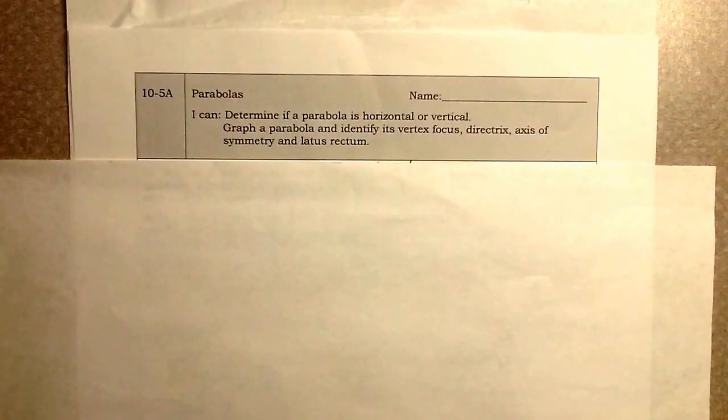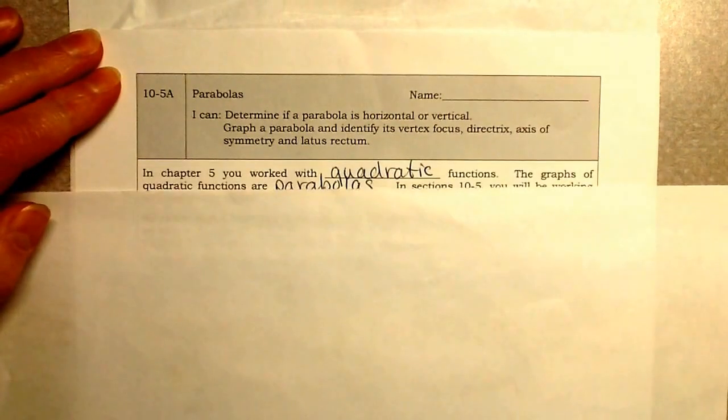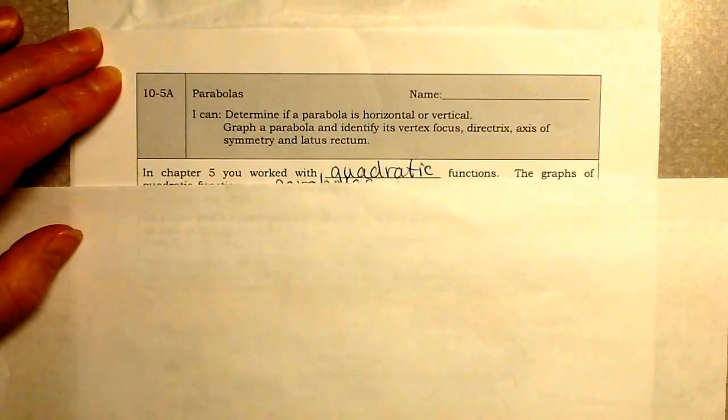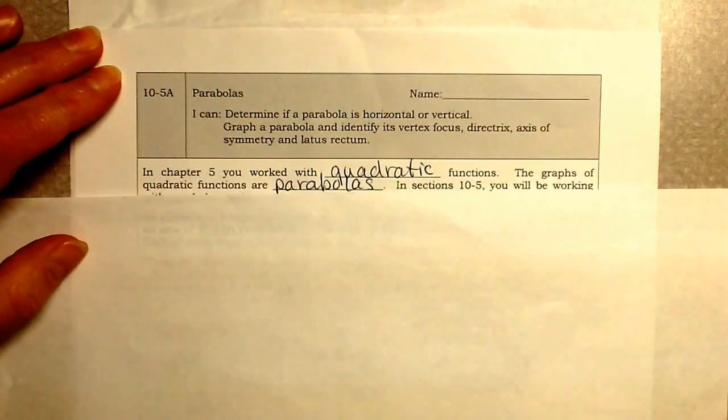The next conic section we're going to look into is the parabola, and I want you to be able to determine if a parabola is horizontal or vertical. To graph it, identify its vertex, its focus, its directrix, its axis of symmetry, and the length of its latus rectum. So in Chapter 5 you worked with quadratic functions, and the graphs of quadratic functions are parabolas.